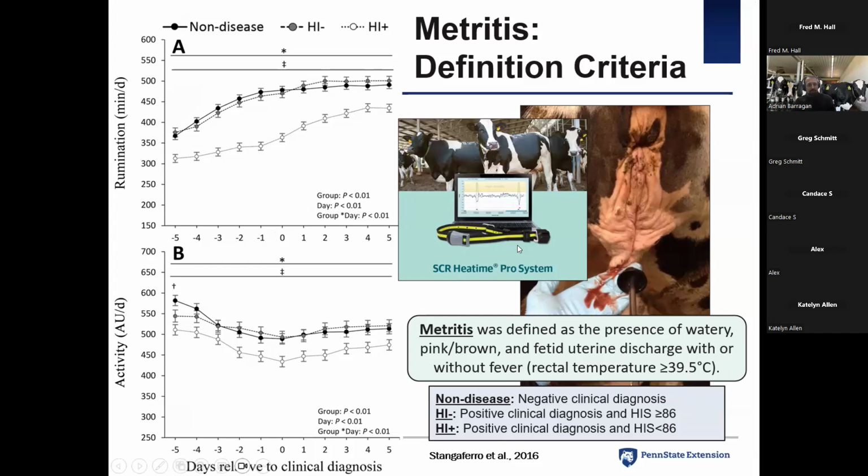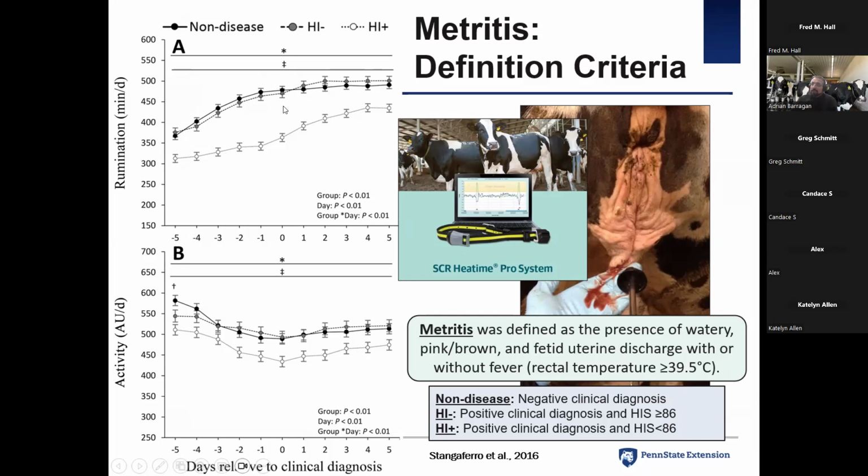Activity monitors measure rumination and activity, and they have the capability to flag animals based on variations in these parameters. What you have here is 0 as the day that they clinically diagnose the disease, and then they look at 5 days before and 5 days after. And there are 3 main groups. The black circle are the healthy animals.